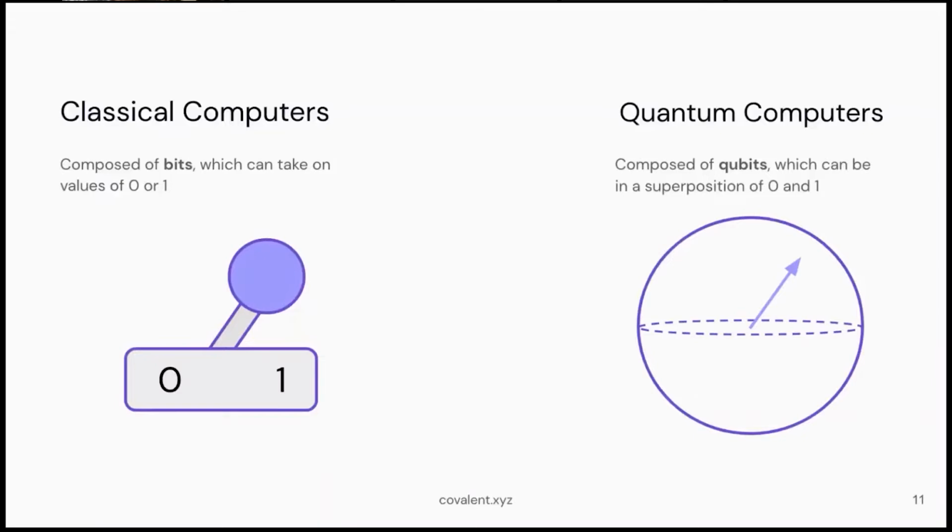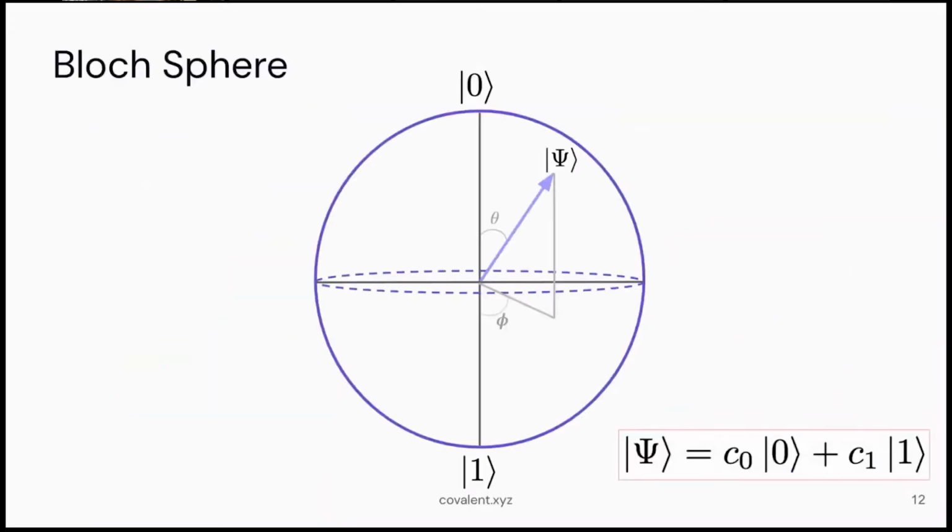We represent this geometrically on the Bloch sphere. So if we have a state of 0 on the North Pole and a state of 1 on the South Pole, then our quantum state in our qubit can be some linear combination of these two states with these prefactors C0 and C1 that would determine the probability of it being in either state.